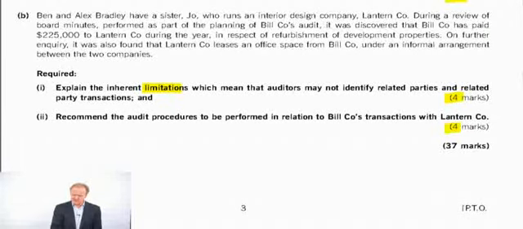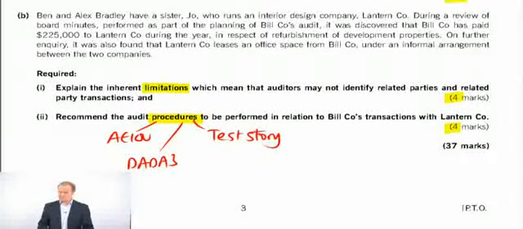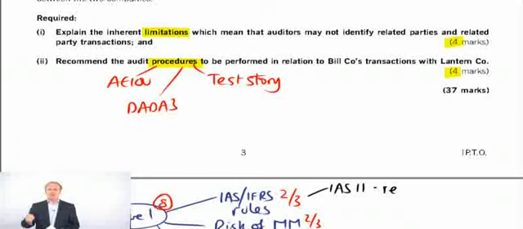And part 1 says, explain the inherent limitations, so the sort of things holding you back, which means auditors may not identify related parties and related party transactions. And part 2, recommend the audit procedures. Well, there's some technique for that, isn't there? AEIOU, DADA3, and test the story. So a little bit of sort of theory.